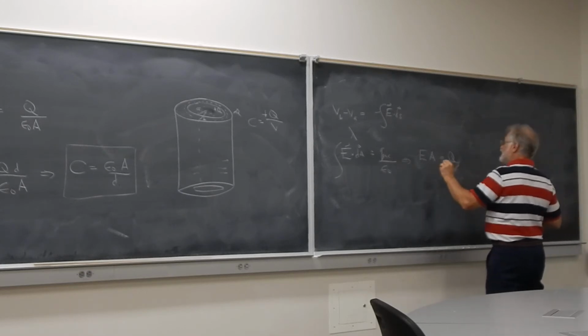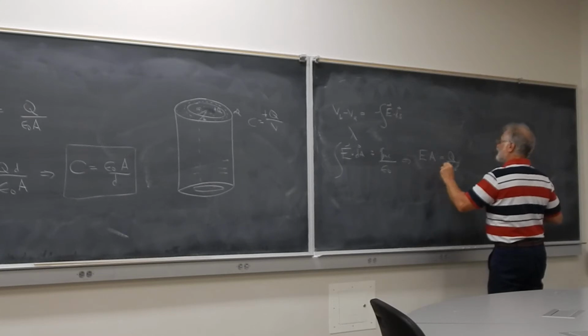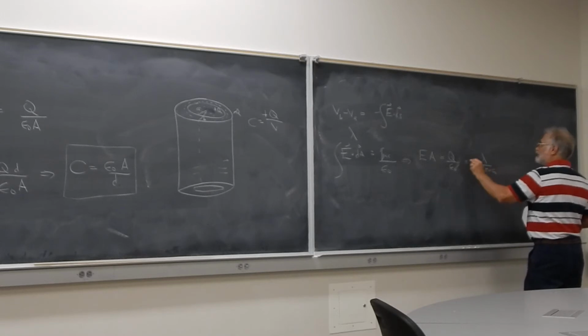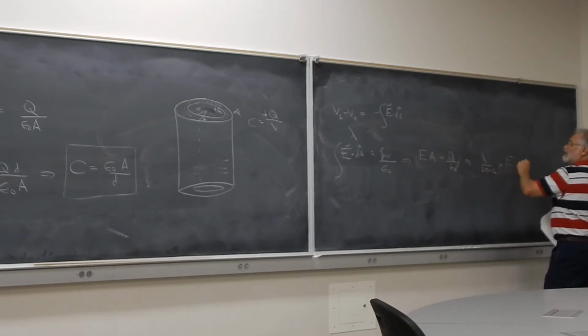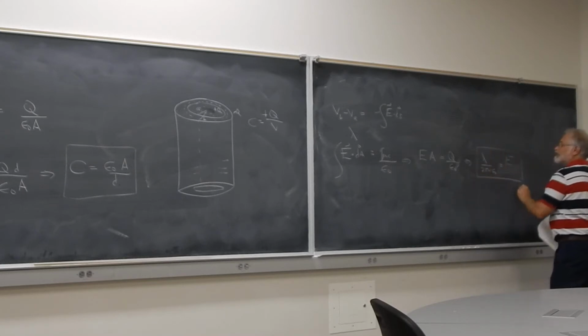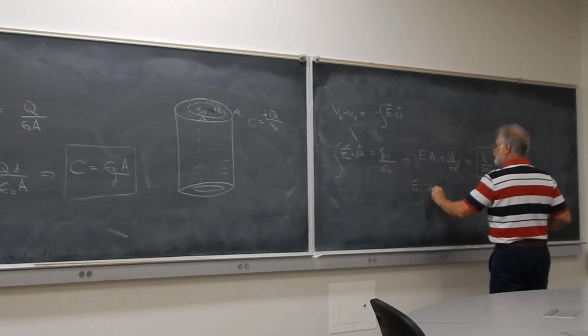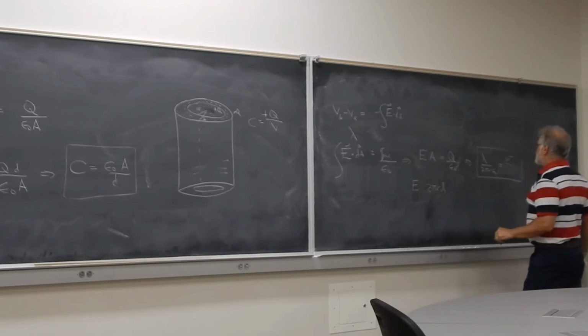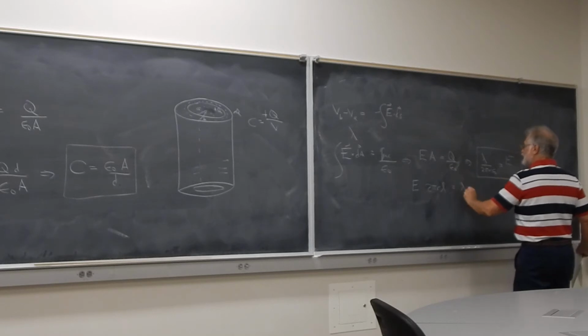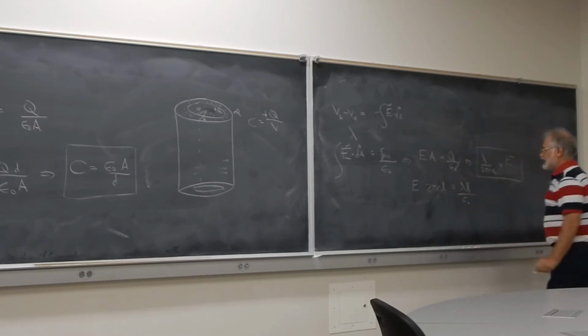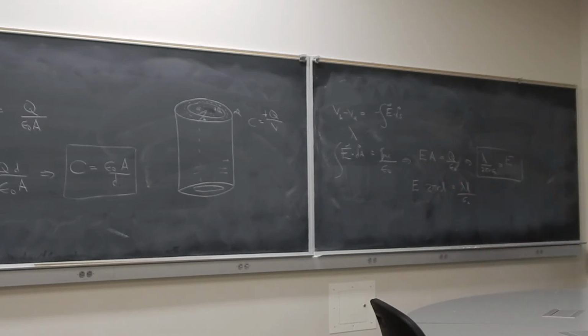I can then say the electric field is just going to be lambda over 2 pi r epsilon naught for my electric field. Write that out specifically: E times the area, which is 2 pi R L of the cylinder, is equal to lambda times L, charge per length, divided by epsilon naught. As you see, the L's cancel as they must, and we get a nice expression for the electric field.